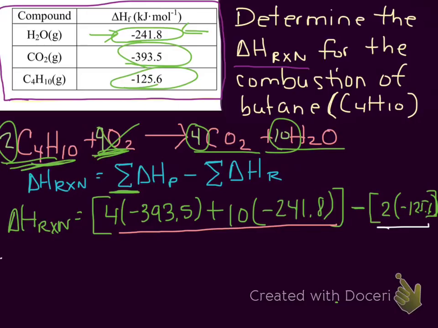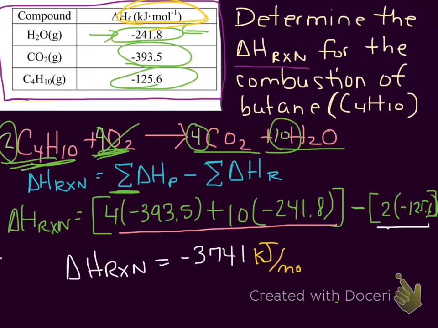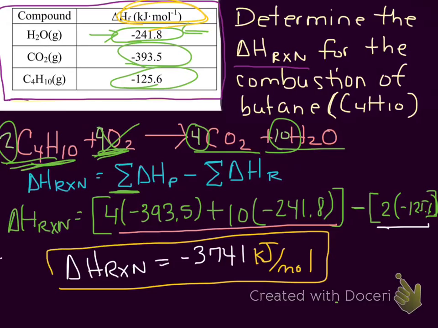Okay, so when I put everything into the calculator, I got my delta H for the reaction. Sometimes they'll call this a delta H of combustion since this is a combustion reaction. That's the same thing. Negative 374.1. And one of the things that you'll notice is this value up here is in kilojoules per mole, so that means that your units will be kilojoules per mole. Okay, so that would be my final answer.